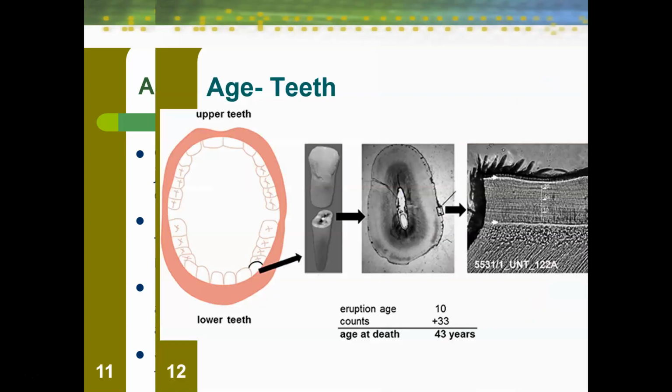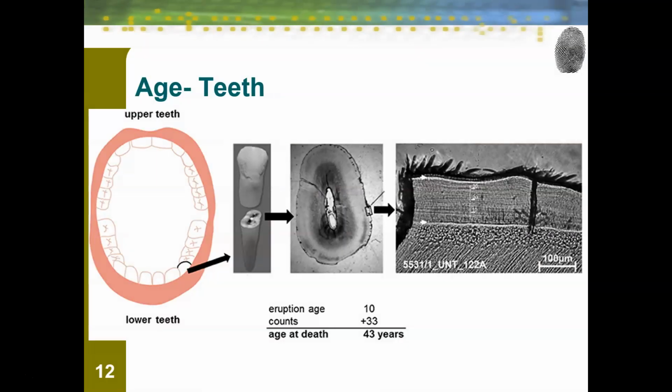So just to give you a look at what I'm talking about, we can take this tooth right here and cut it in half, and you can see that when you look on the inside, you do see these rings. This is an electron microscope. You can see the very detailed look at these rings. So we would say that they got in that tooth at age 10. We counted 33 rings, so that person is approximately 43 years old.